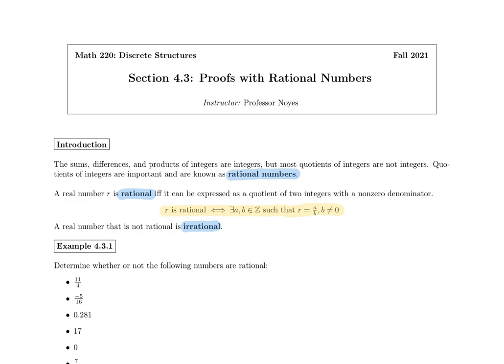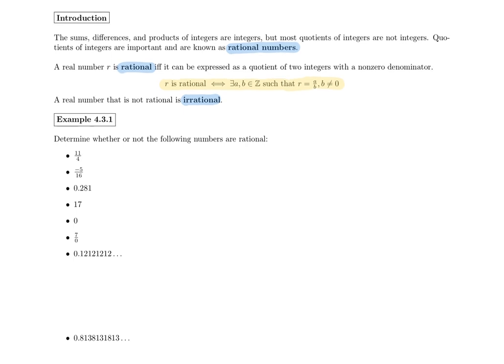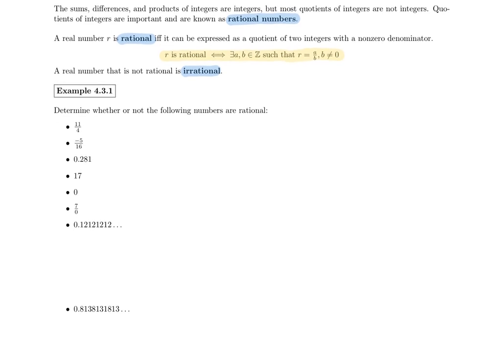So we're going to start with trying to determine whether or not we have rational numbers. In example 4.3.1, we're going to be looking at several different examples. Let's start with the first one. Is 11 divided by 4, or 11/4, a rational number? I hope you said yes, because it is. Yes, it is, because 11 and 4 are integers, and we're not dividing by 0 because 4 is not 0.